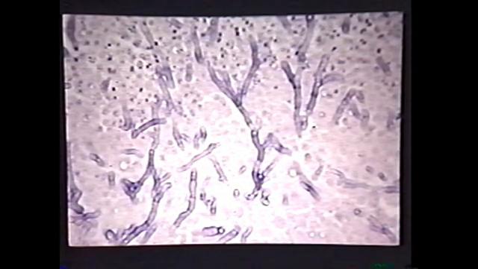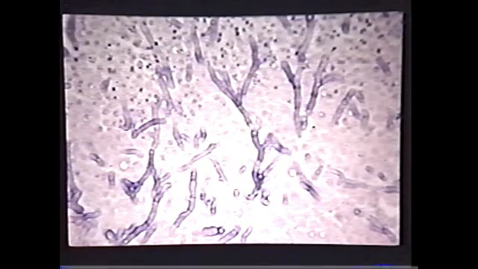They branch at about 30 to 45 degrees. They are even in their width. You should differentiate that from phycomycosis, which is not septate. They don't branch at 30 to 45 degrees. They are not even in their width. These ones are even in their width.